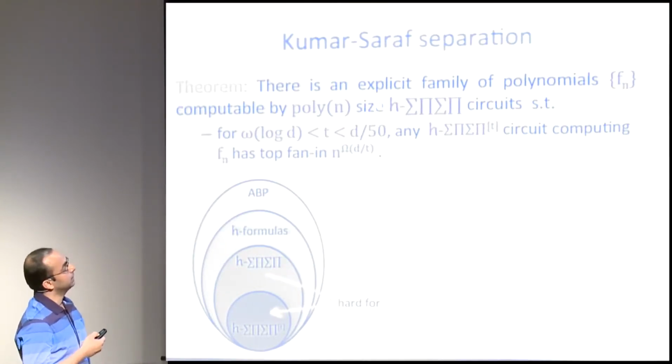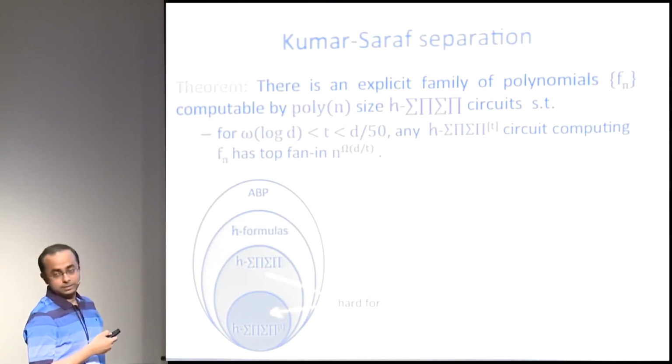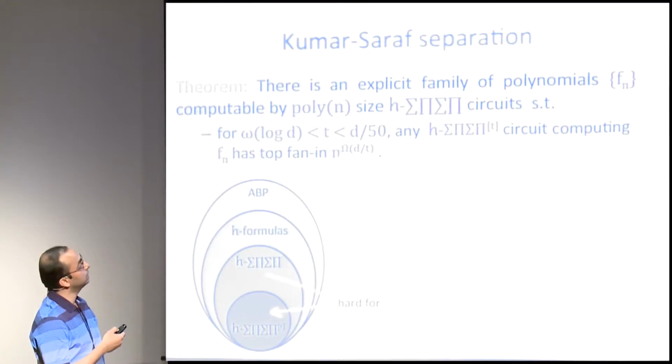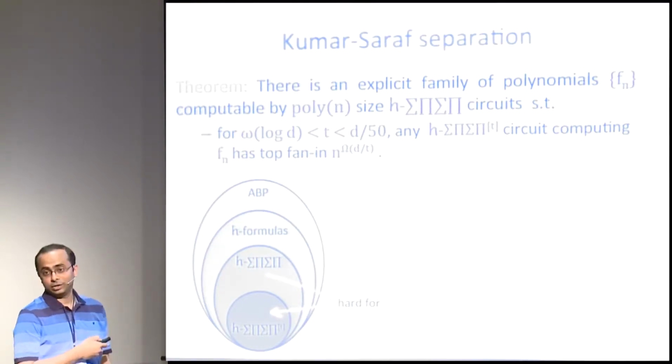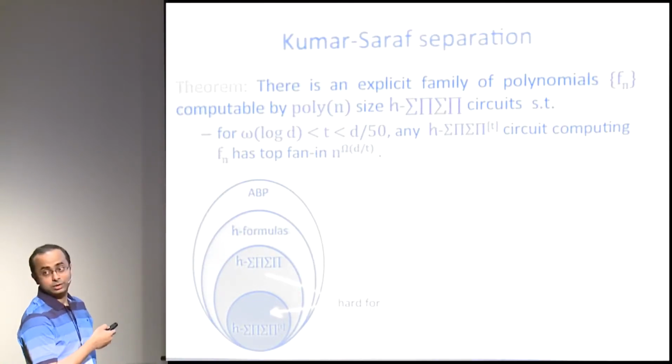It says that there is an explicit family of polynomials in n variables computable by poly-sized homogeneous depth 4 formulas. But for a large range of t, that polynomial takes large homogeneous depth 4 formulas with bottom fan-in bounded by t. And that largeness is as high as n to the d by t. So you can as well conclude from here that for this F_n, shifted partial dimension is very close to the optimum, and that's why you got this lower bound, n to the d by t.